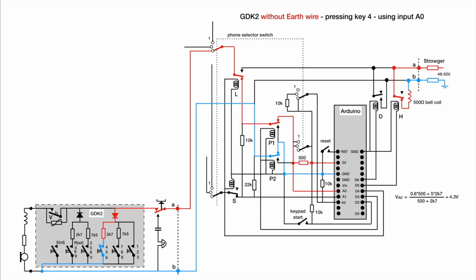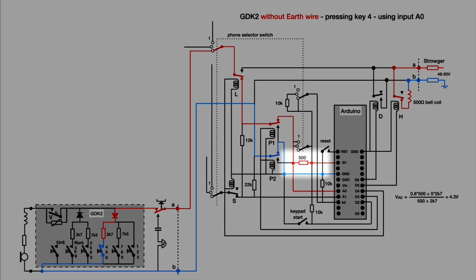GDK2 has no earth wire. The detection of key movement is somewhat different from the other two. Here the circuit is powered from the Arduino 5V source with a 500 ohm resistor in series. The voltage drop across that resistor is proportional to the current in the keypad circuit. The polarity is switched behind that resistor, so the voltage at A0 is always positive.